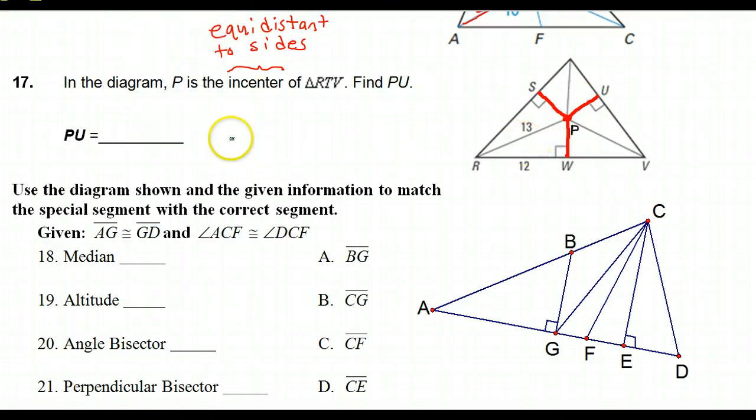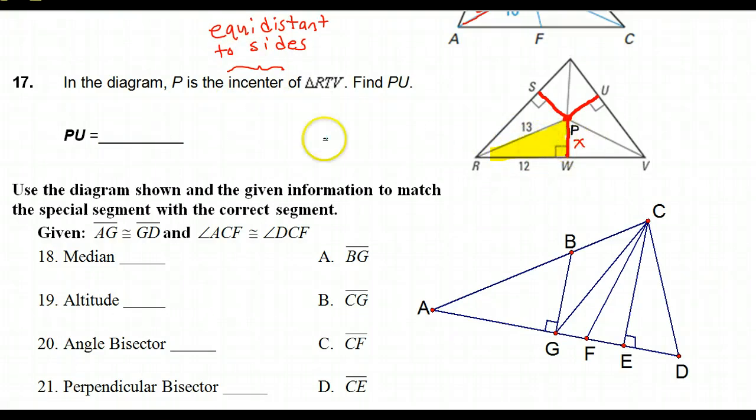Okay. We're supposed to find length PU, which is one of those three sides. So if we find one, we find them all. So let's go ahead and find PW. I'm going to put just an X on that. If I find PW, I'm finding PU. It's all the same thing. But I'm looking at PW because I'm seeing my right triangle happening. Look at this right triangle. We should be able to do the Pythagorean theorem, so let's do that.